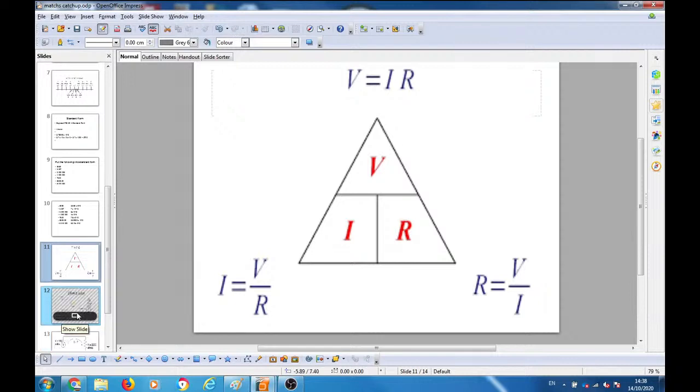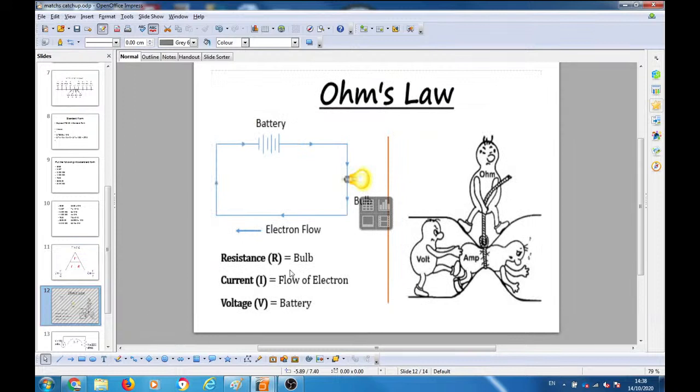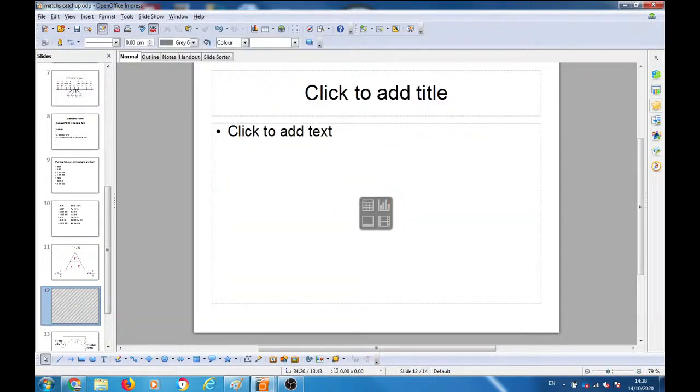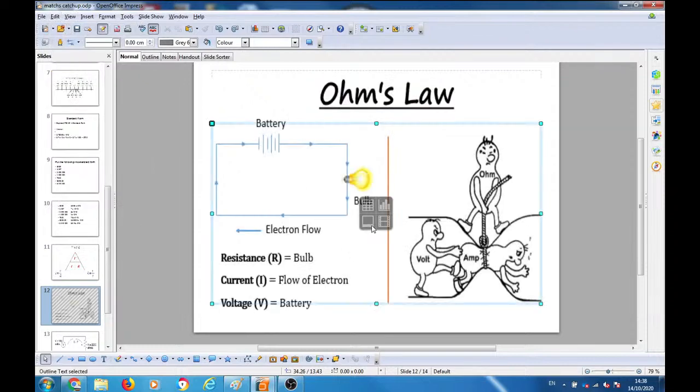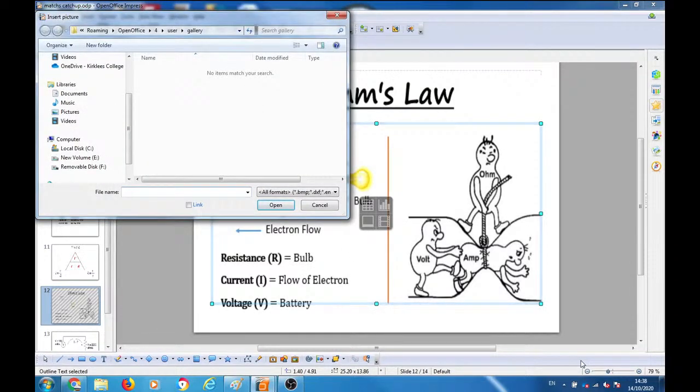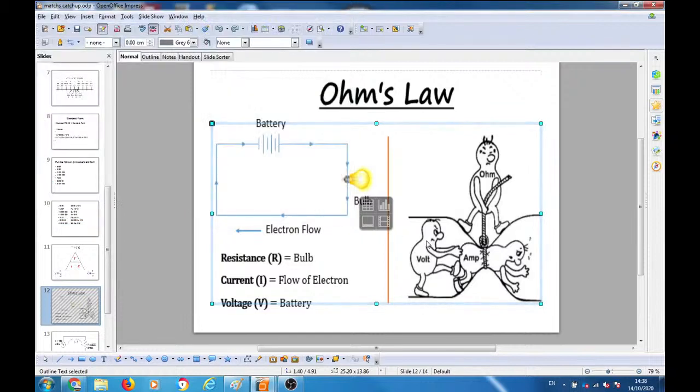Okay, let's have a look at Ohm's law on the next slide here, and is it coming up? I just need to get rid of this frame. Oops, got the wrong frame there. Can I undo it? Undo, delete. It's back there again. That's the frame I wanted to get rid of.